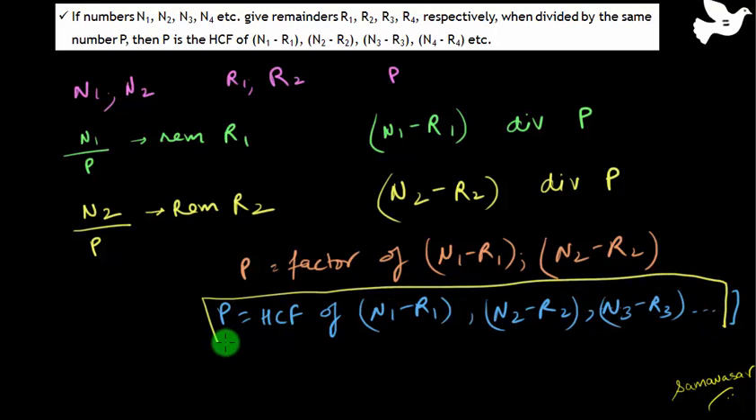So whenever you have a question like this, that when n1, n2, n3 etc. give remainders of r1, r2, r3 etc. when divided by p, then p is simply the HCF of the differences here.